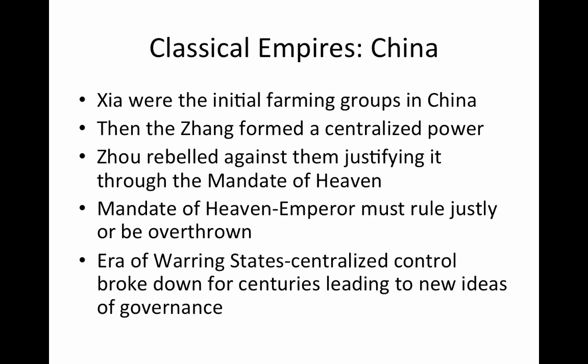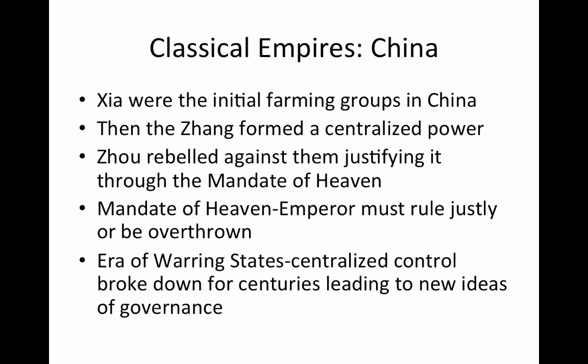And after them, you started to see this need for centralization. And so the next dynasty was the Zhang dynasty. It formed a centralized power. They were overthrown by a rebellious group called the Chu. The Chu rebelled against them and then justified that through what they called the Mandate of Heaven. The Mandate of Heaven was a teaching that the emperor must rule justly or he will be overthrown.